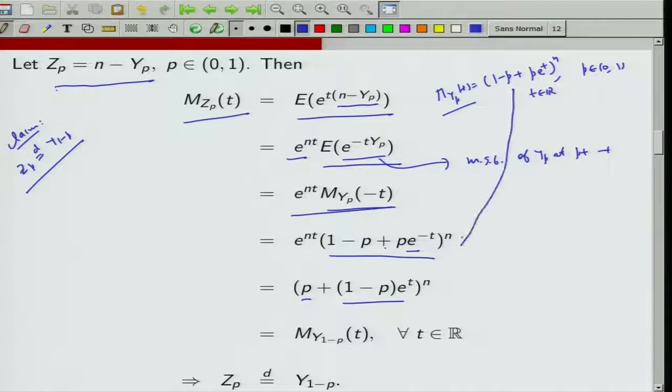Let us try to compare this moment generating function with this. What is happening? Here the two are the same, except that 1 minus p gets replaced by p over here, or p gets replaced by 1 minus p. So that means this is nothing but the moment generating function of Y_(1 minus p) at t, because if you look at M_Y(1 minus p)(t), what I have to do is replace p by 1 minus p. So that becomes (p plus (1 minus p) e to the power t) to the power n, which is the same as this. So the two moment generating functions match on the whole real line, so they exist and match in a neighborhood of 0. So by a result which we did just now, ZP has the same distribution as Y_(1 minus p).